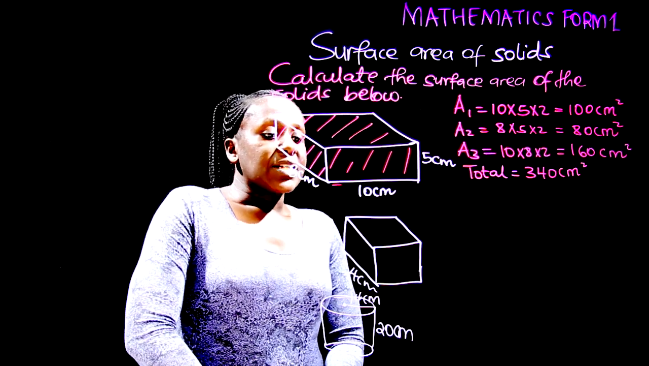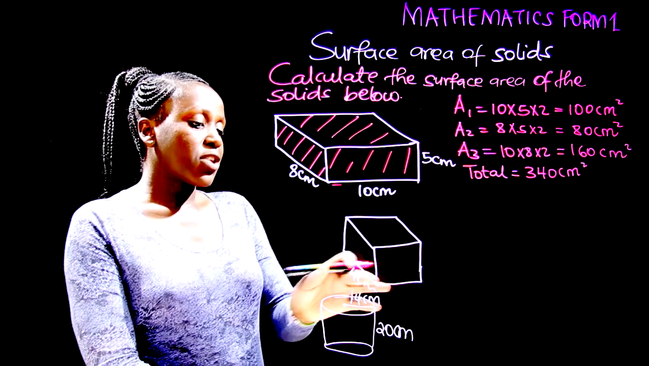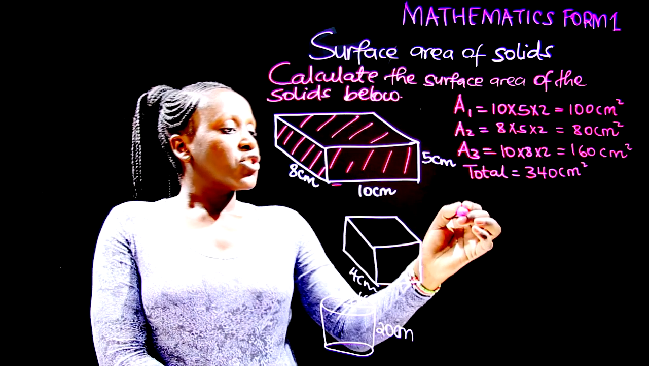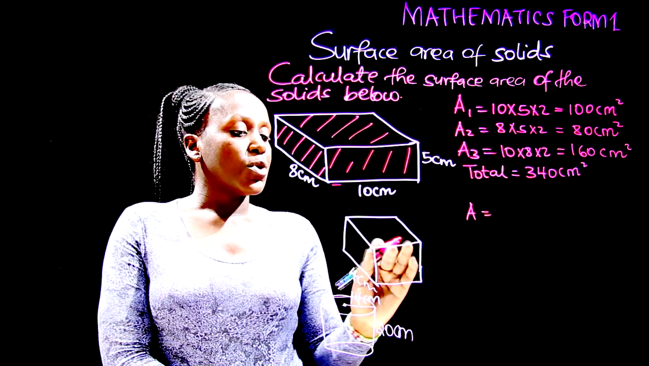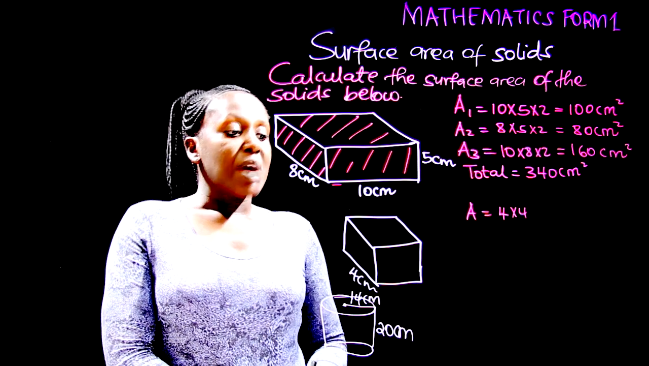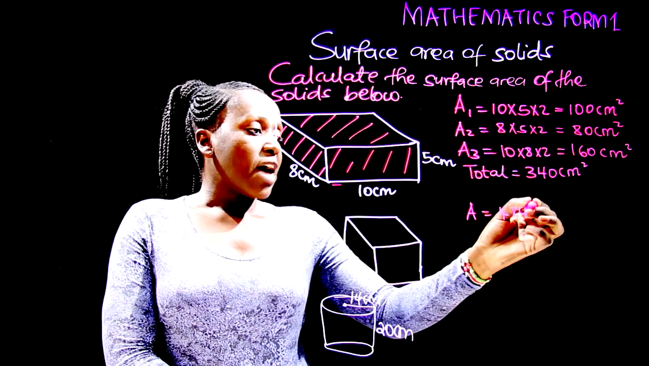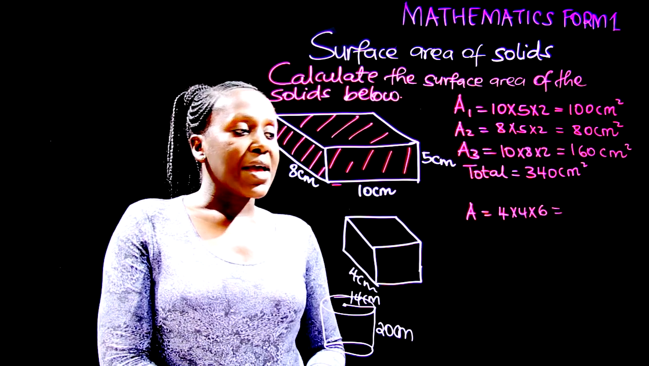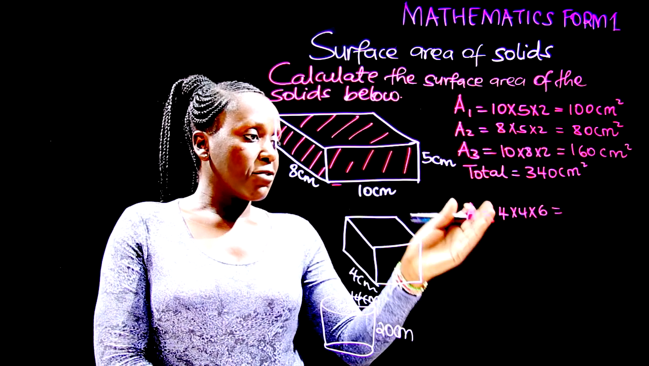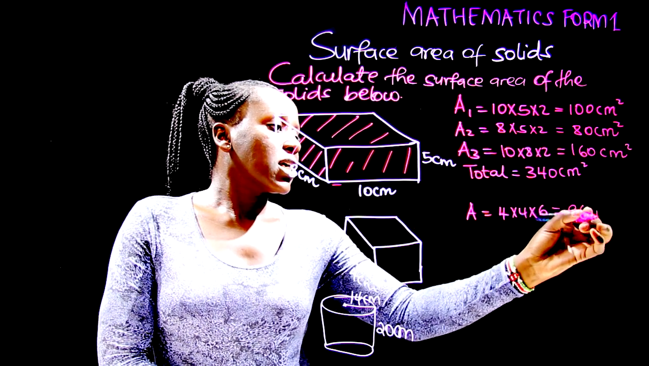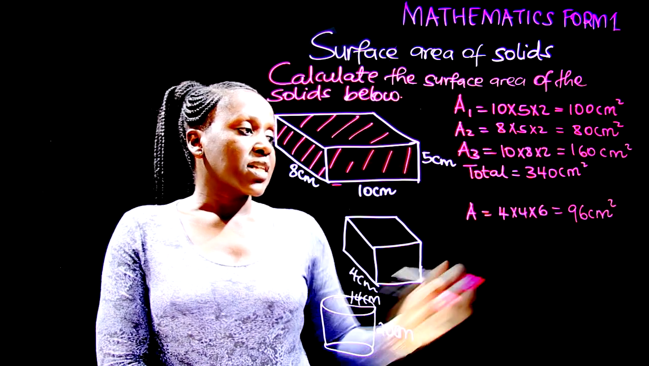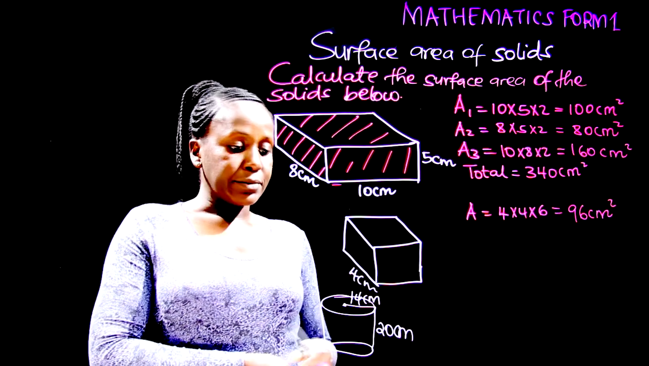Then now the next shape is a cube. Like you can see, for a cube, all the sides are equal. So we have 6 faces. So surface area will be equal to, the area of one face is 4 times 4. But we have 6 faces that have the same dimensions. So we multiply by 6. 4 times 4 is 16. 16 times 6 is 96 centimeters squared.